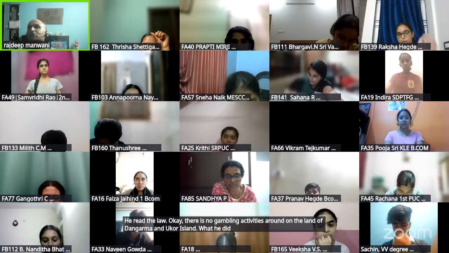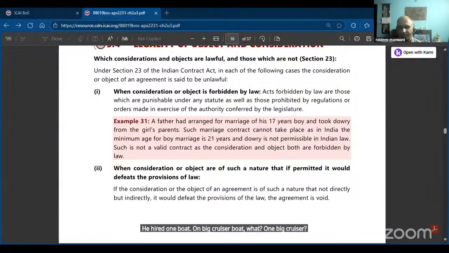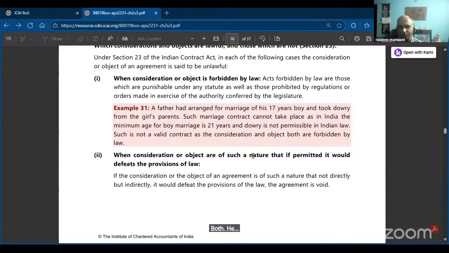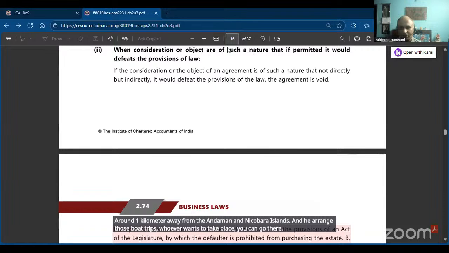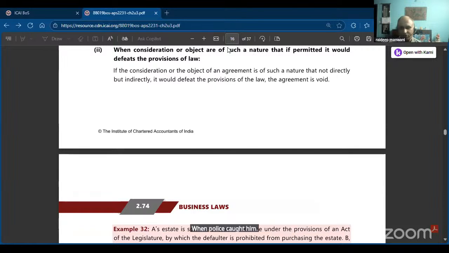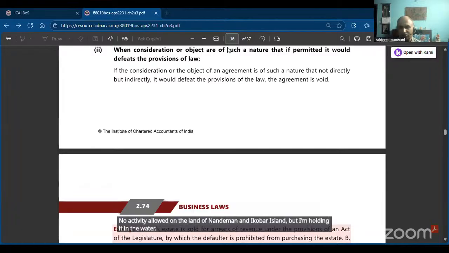What he did is he hired one big cruiser boat. He created a casino there and put it around 1 kilometer away from the Andaman and Nicobar Islands. And he arranged boat trips, so whoever wants to can go there. When police caught him, he said, "See, what does the law say? No activity allowed on the land of Andaman and Nicobar Islands, but I am holding it in the water." What a smart fellow. Correct or no?